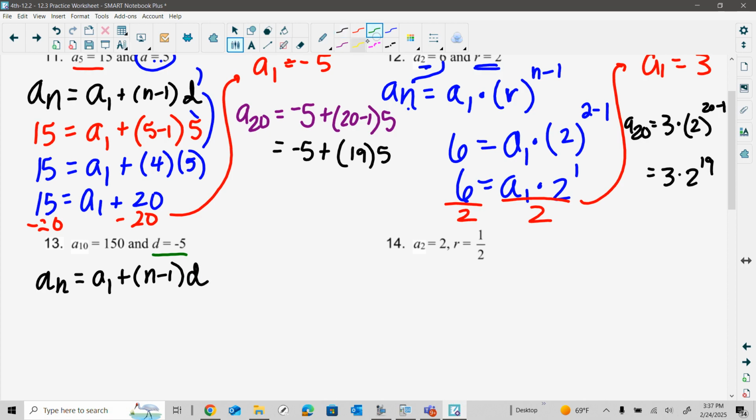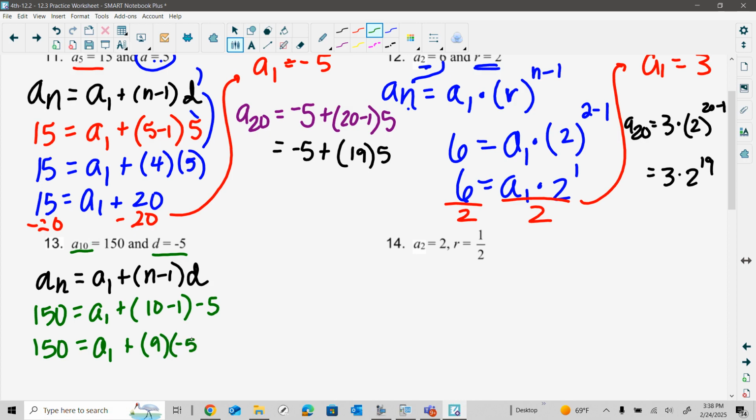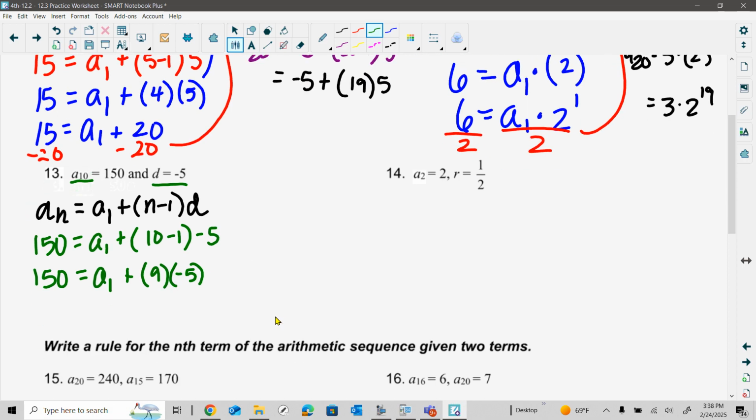So this is the 10th term. A sub 10 is the 10th term. I need to find that a sub 1 first. I could do that by plugging in the values we got for the 10th term. So that would be 150 equals a sub 1 plus 10 minus 1, because we're talking about the 10th term, times the common difference of a negative 5. So if I simplify this, 150 equals a sub 1 plus 9 times a negative 5, which is 45.